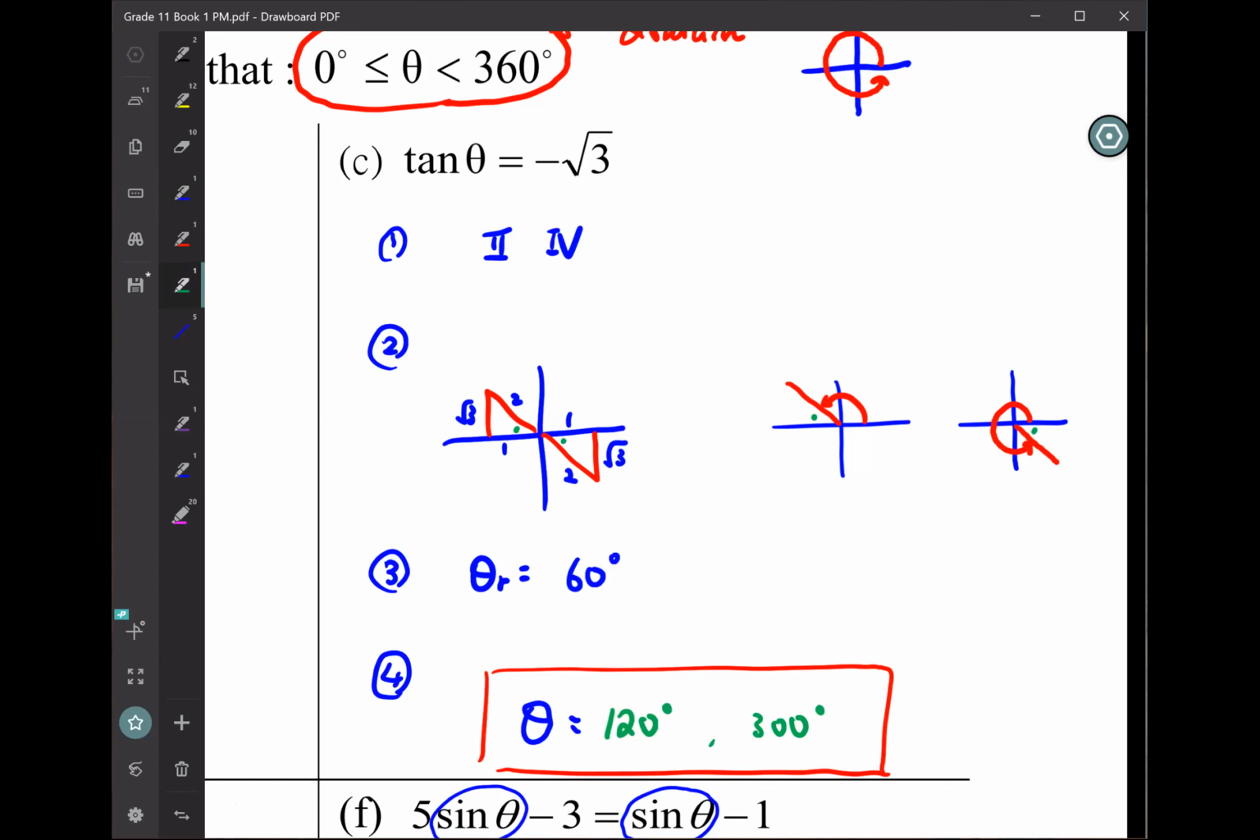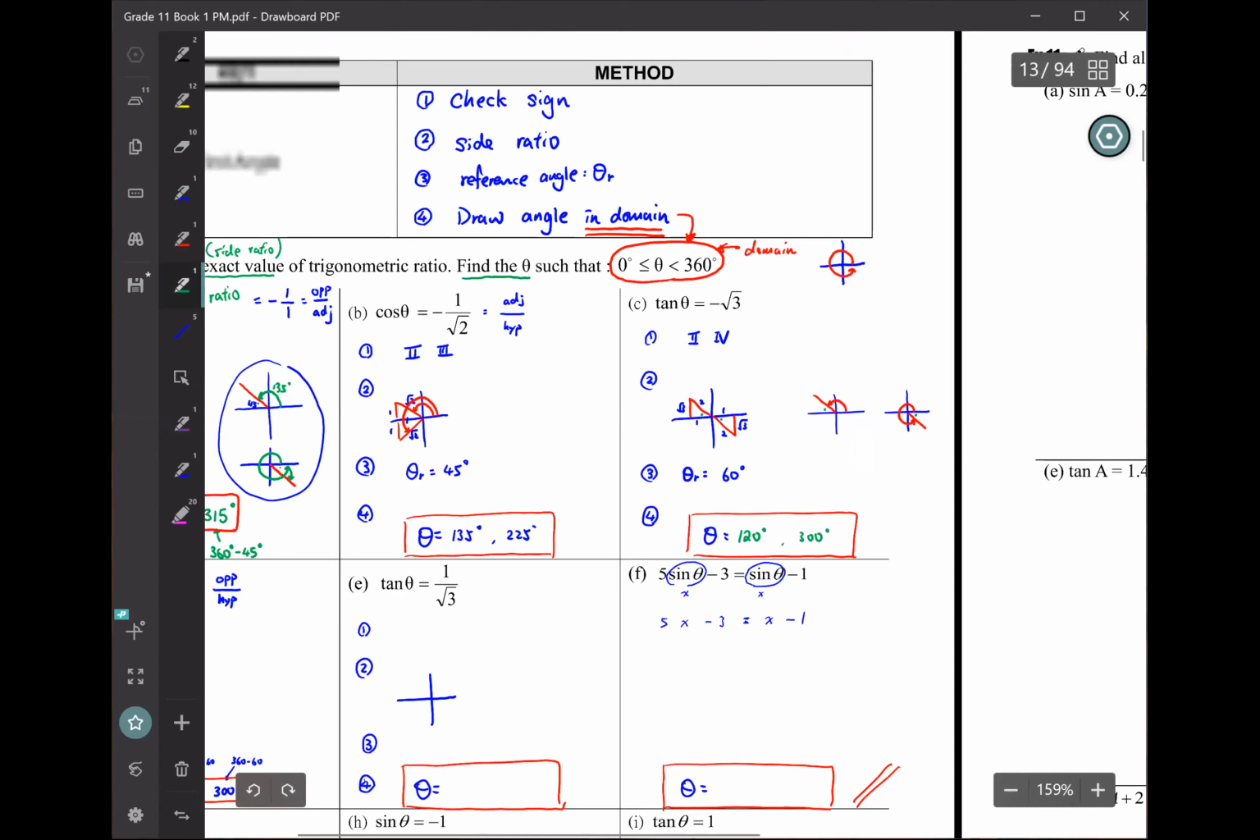Okay, you have to look at the picture and then decide whether to use 180 to add or subtract, or 360 to add and subtract. Okay, thank you. Yep, you're welcome. Okay, next one.